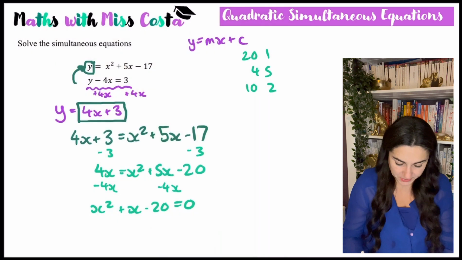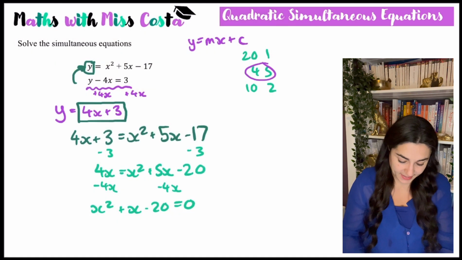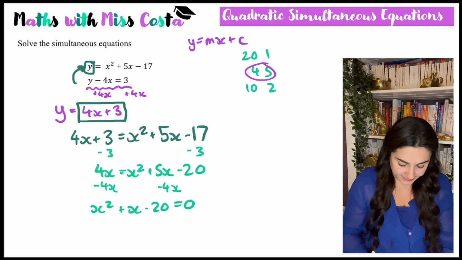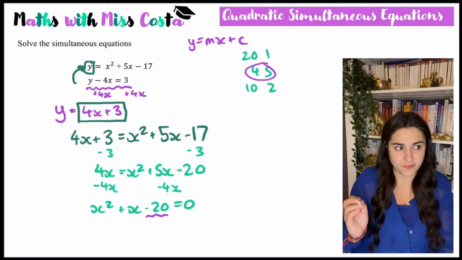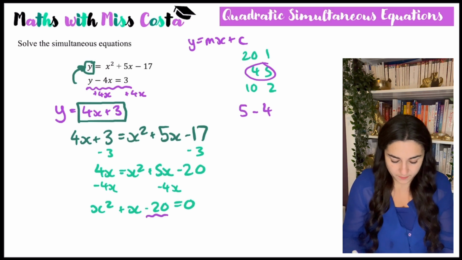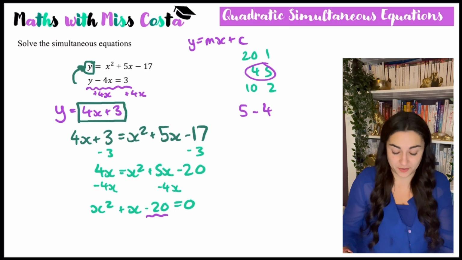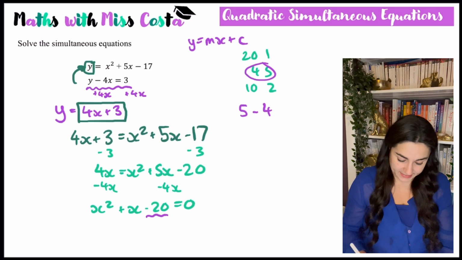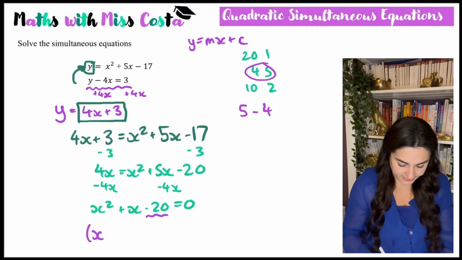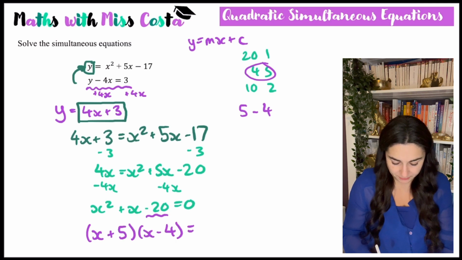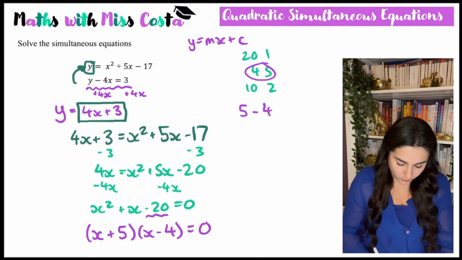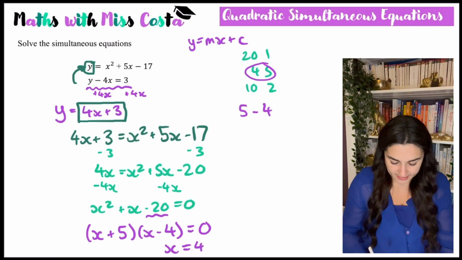So what I'm going to do is choose 4 and 5. So how can they combine to make a positive x? One of them needs to be a negative because it's negative 20. So 5 take 4 gives me 1, and also 5 times negative 4 gives me negative 20, so they will be my factors. So x plus 5, x take 4 must equal 0, and therefore x must equal 4 and x must equal negative 5.